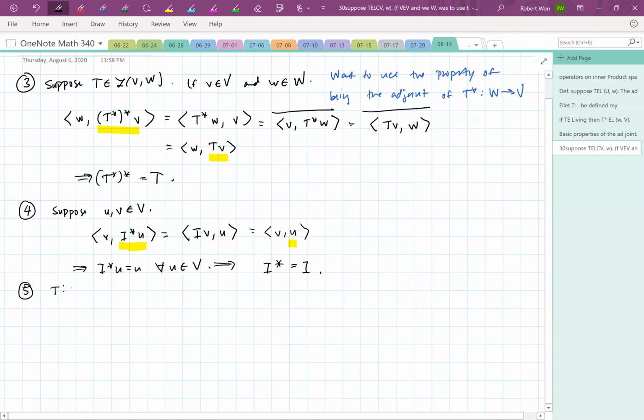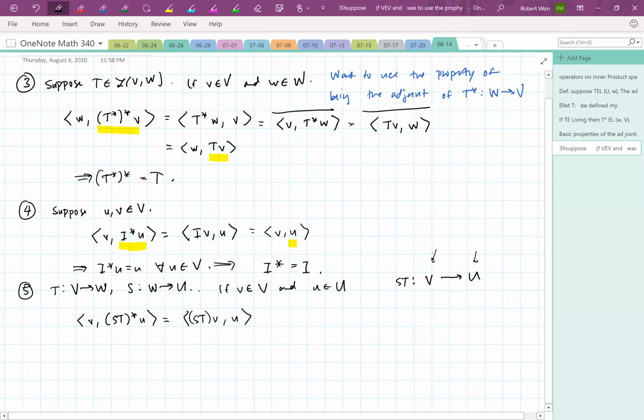the 5th part was about the adjoint of a composition, right? So now suppose that T is a map from V to W and S is a linear map from W to U. Now if V is in V and U is in U, right? Because I'm interested in the composition which goes from V to U, right? So maybe I should just write that ST goes from V to U. That means I need to take a vector here and take a vector here to try to use the adjoint property. So what does it mean to be the adjoint? It means that if you take the inner product of V with the adjoint map applied to U, it's the same thing as taking the original map applied to V, comma U, that inner product.